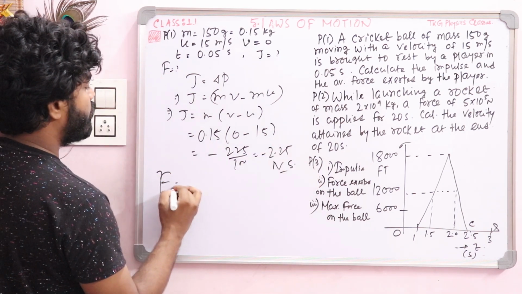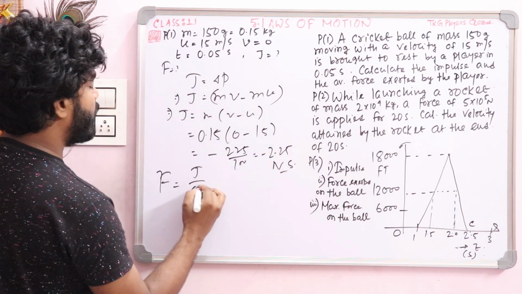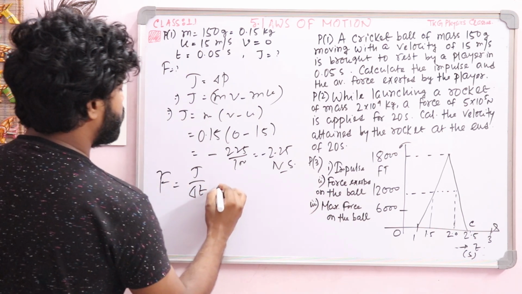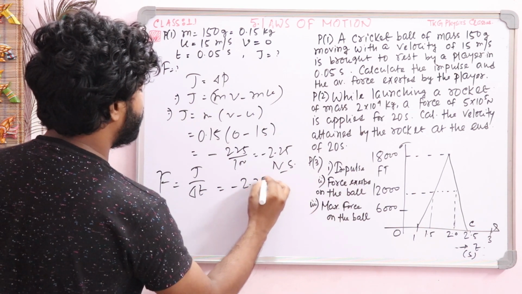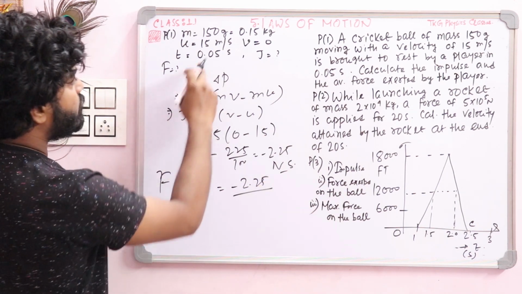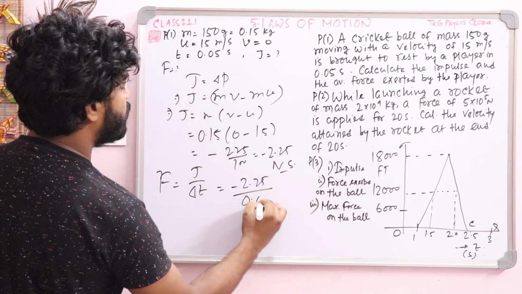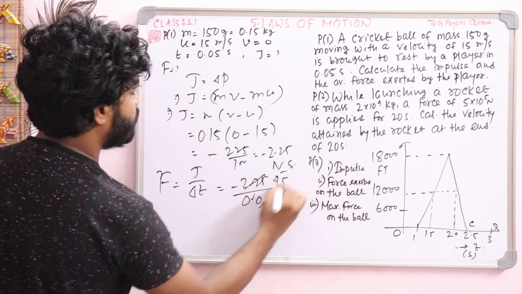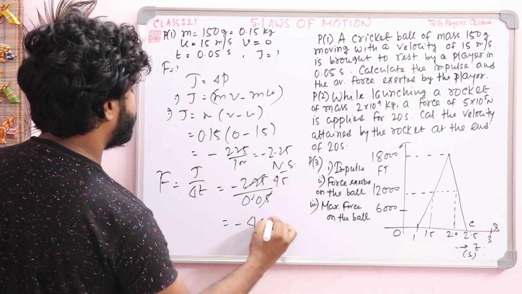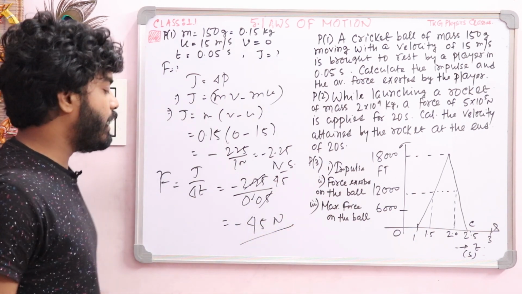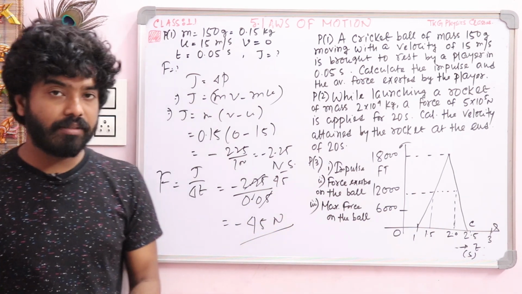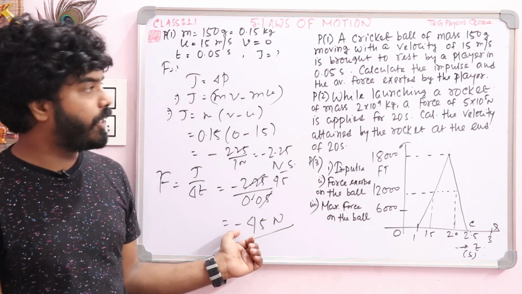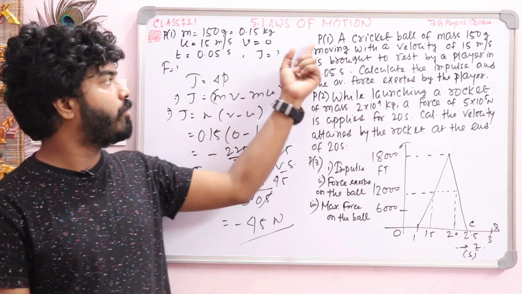Now force, that means impulse over time duration, that is, impulse equals force into time duration. So impulse is minus 2.25 and time duration is 0.05. Cancel out 5 and 4, this is minus 45 Newton. And do you know the meaning of this negative sign? Here the negative sign indicates the retarding nature of force. Okay, so in this way you can solve problem 1.